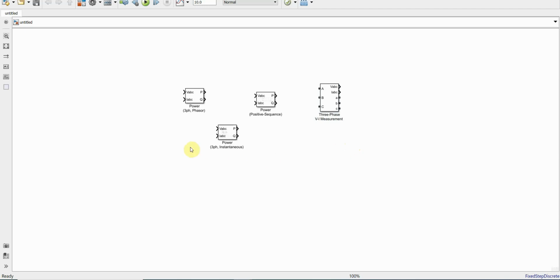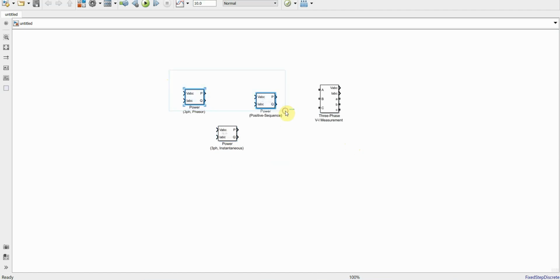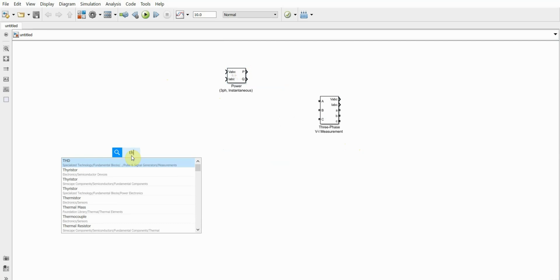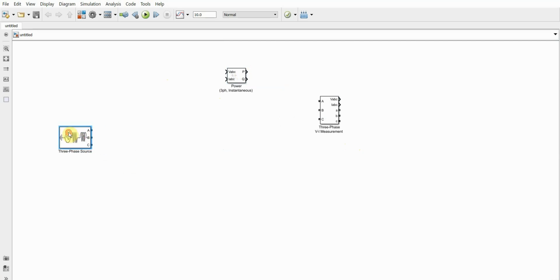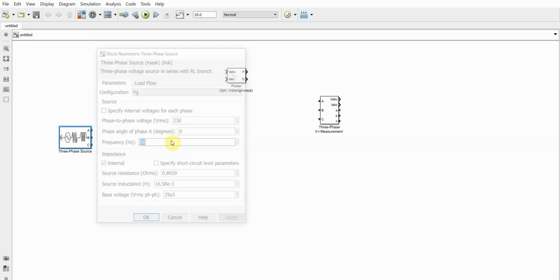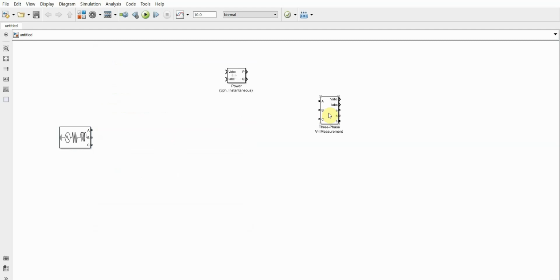So I will use this one, and I will delete these two. I will take a three-phase source. This is the three-phase source, and I will modify it to 30 volt and 50 hertz. I will bring it here so that I can measure voltage and current drawn from the three-phase source.